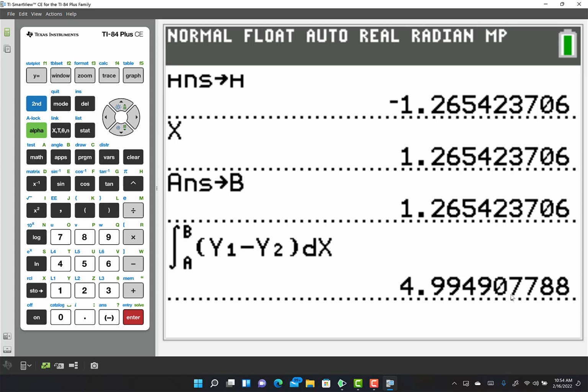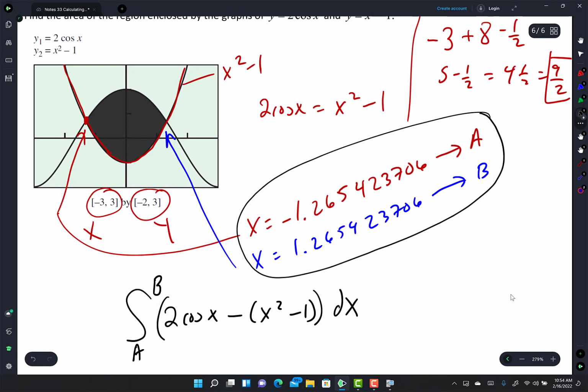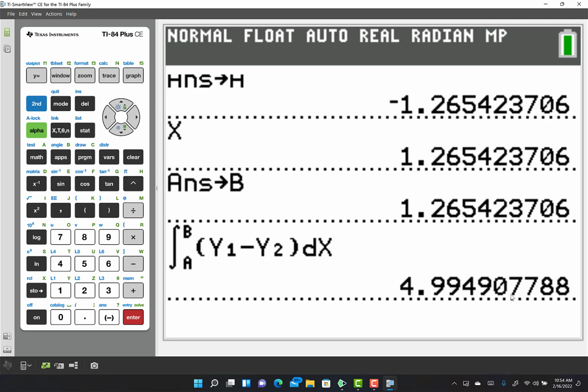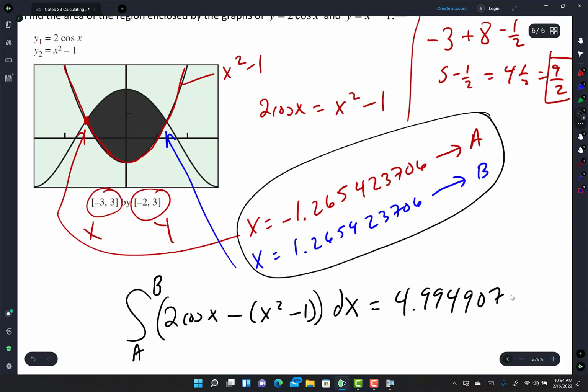You can put more digits, but never less than 3. And I'm telling you guys, it happens all the time. A kid just writes 4.99, and we don't give them the point. It sucks, but 4.994 or 4.995. 4.994. I already forgot the last digits. 90778. You can round it or you can truncate it. Does not matter. So 4.994 or 4.995.